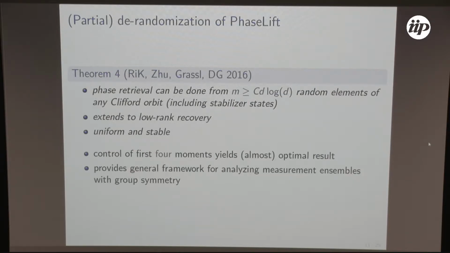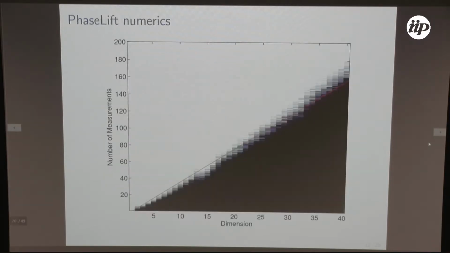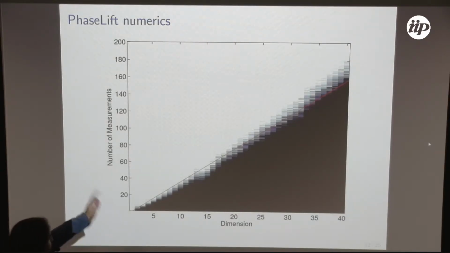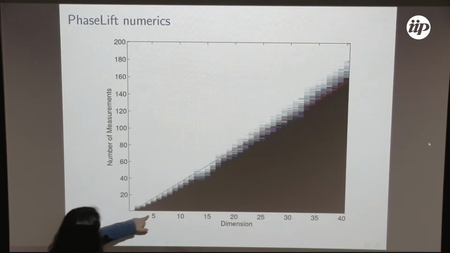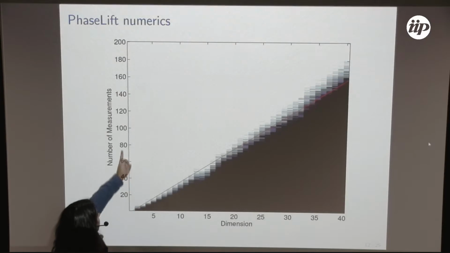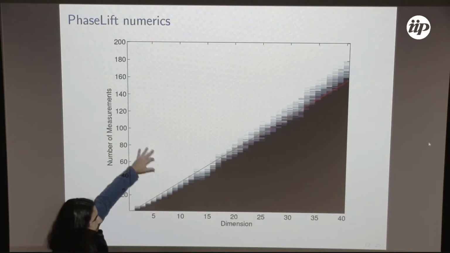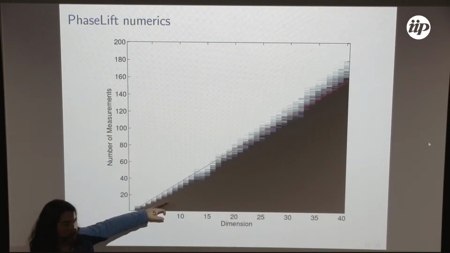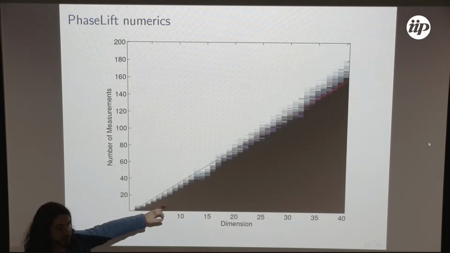Okay, now here's a slide with some numerics that tells you it really works well and that the number of measurements almost looks linear. I like this numerics table, because here we crank up the dimension of the problem, and here we allow for more and more measurements. This is a phase transition plot that tells you the probability of correctly reconstructing.